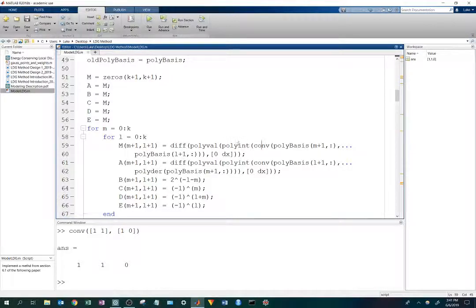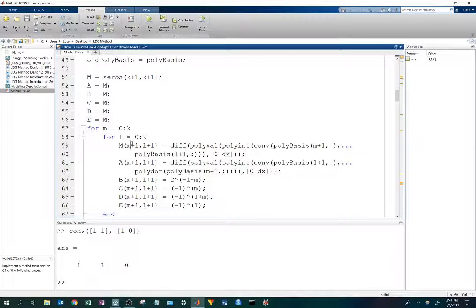So you have to do this weird thing where you use this convolution to multiply the polynomials together. And then you have to take its integral and evaluate it from 0 to dx. So you evaluate it at dx and then subtract it evaluated at 0. And so that's what this all does. It's a little messy, but you can parse through it and see what it does.